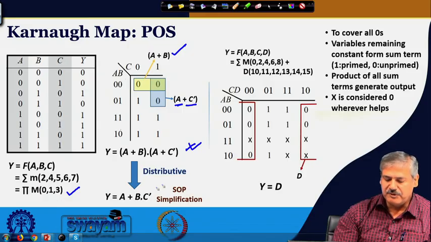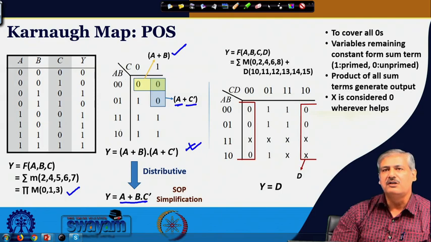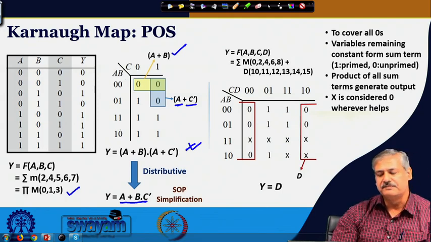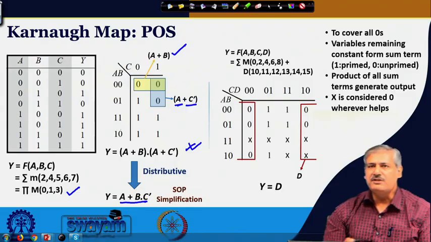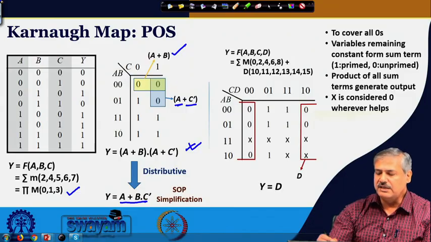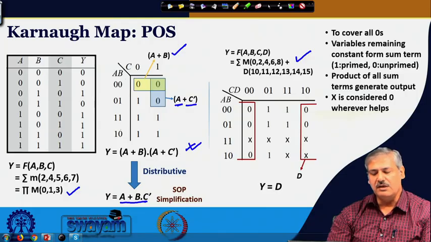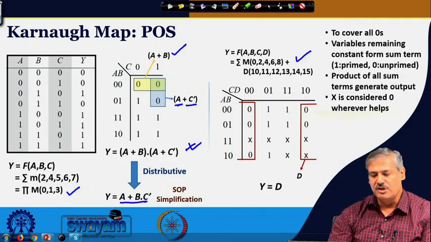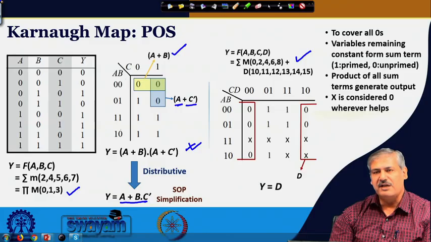And if you apply the distributive law, you will get A plus B C prime, which we got for the SOP based minimization, where we considered all the ones. Okay. So, what we saw for the do not care condition, a similar thing can appear for the do not care condition in the POS representation also. So, the same example that we had seen before.